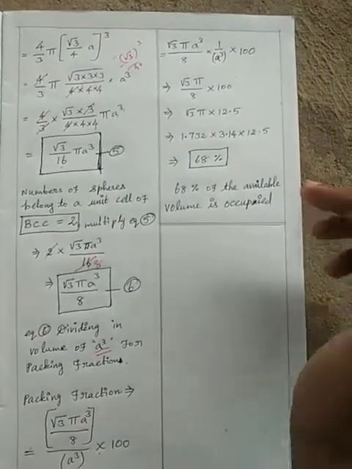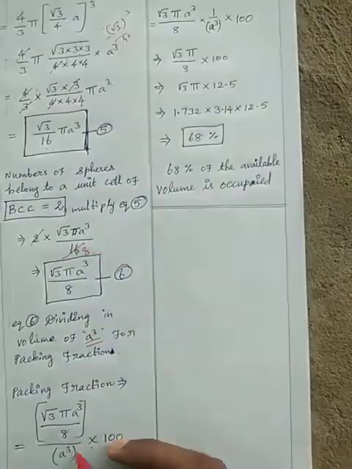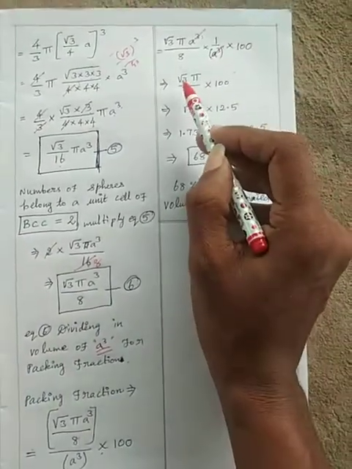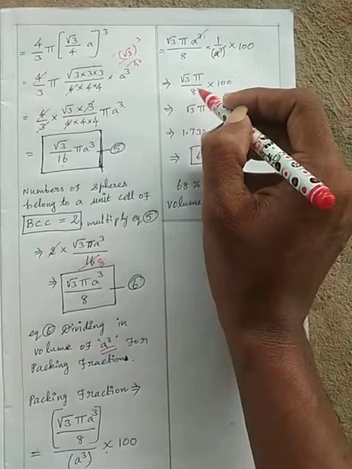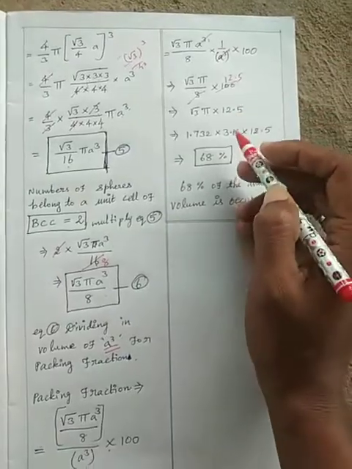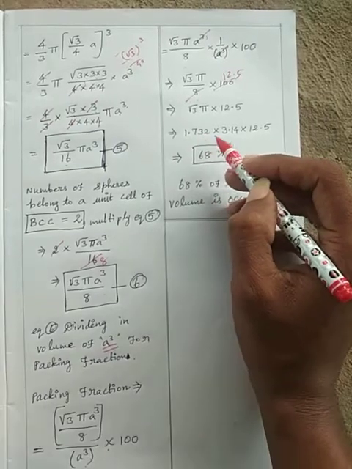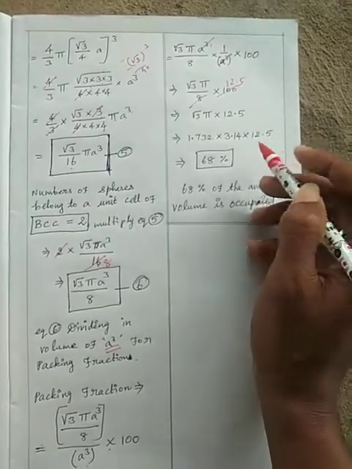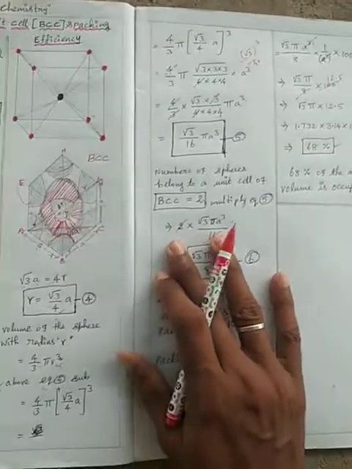So next step, root 3 pi a cube divided by 8 over a cube, into 100%. So a cube cancels, root 3 pi by 8 into 100%. So 8 cancels, and 100 divided by 8 gives 12.5. So root 3 value is 1.732, and pi value 3.14, multiply with 12.5. So 68% of the atoms occupy the volume of the cube.